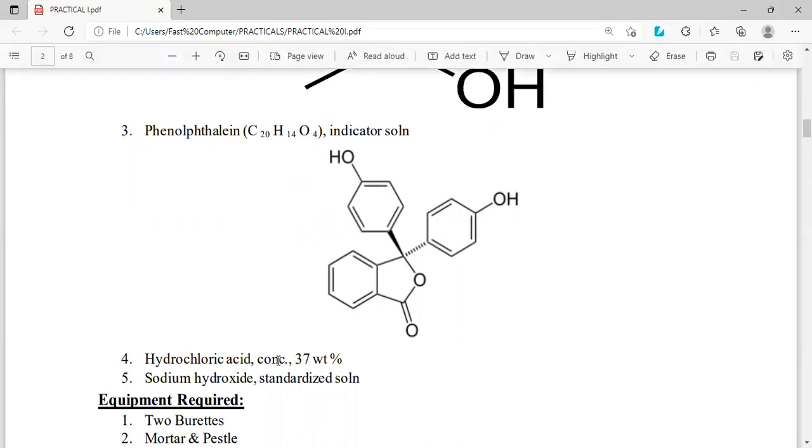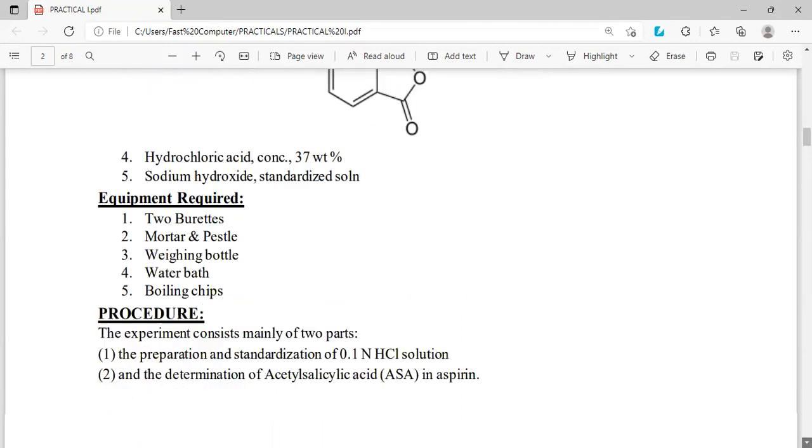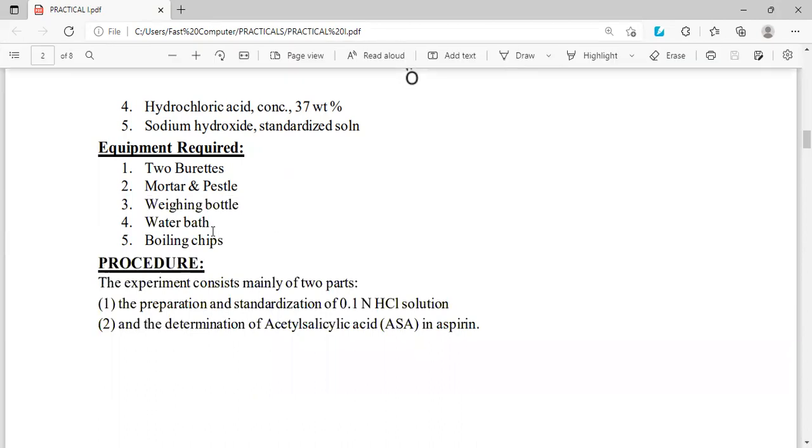The fourth chemical is hydrochloric acid. Its concentration should be 37% by weight. And the fifth chemical is sodium hydroxide in its standardized solution. The equipment required for this practical is two burettes, mortar and pestle, weighing bottle, water bath, and boiling chips.